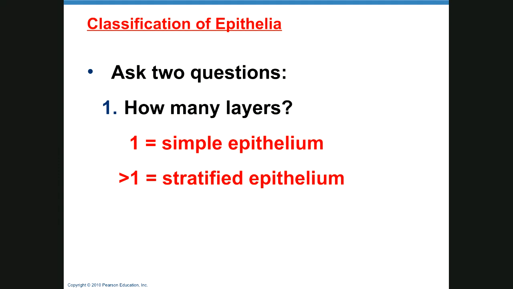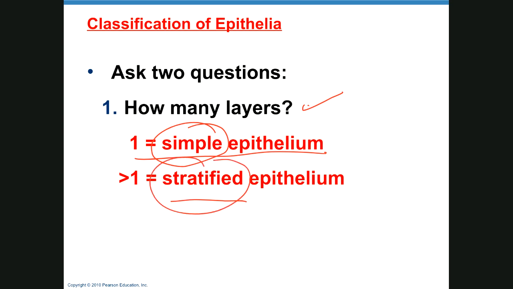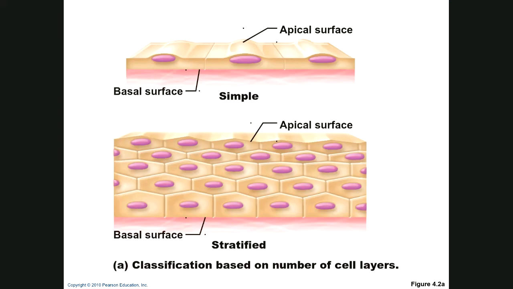One criteria is the number of layers of cells that is making up the tissue. If the tissue has only one layer of cells, we call it simple epithelium. If the tissue has more than one layer of cells, we call it stratified epithelium. So that would be the first criteria. And you can see here one little layer of flat cells. So this will be simple epithelium. Here you can see many layers of cells, more than one. So that will be a stratified epithelium.